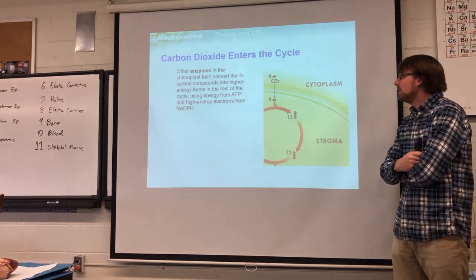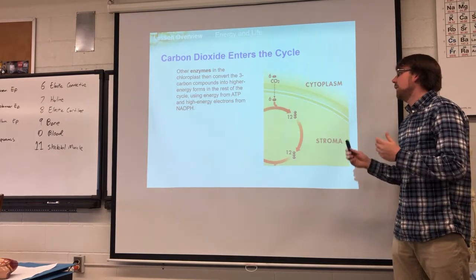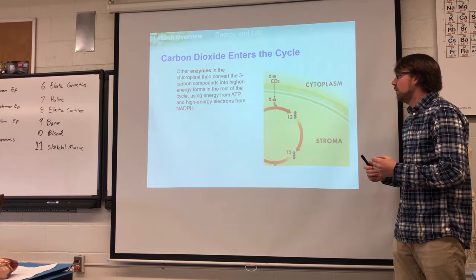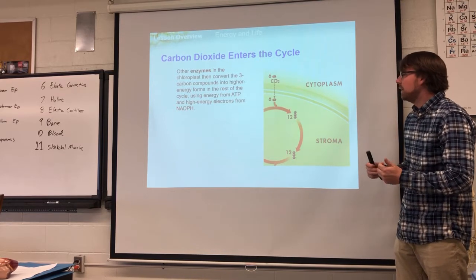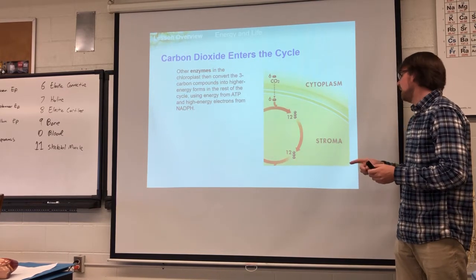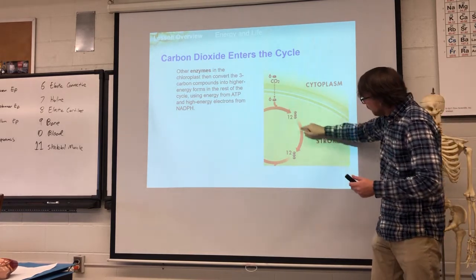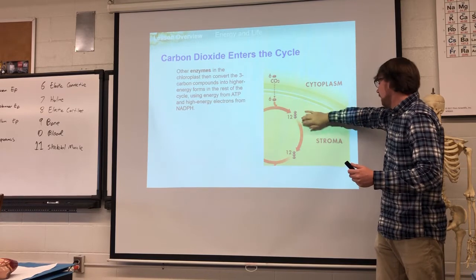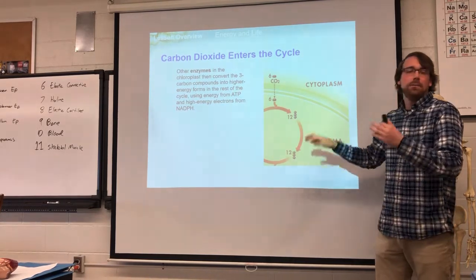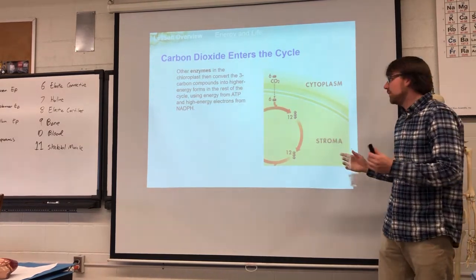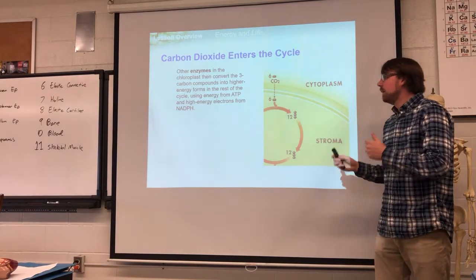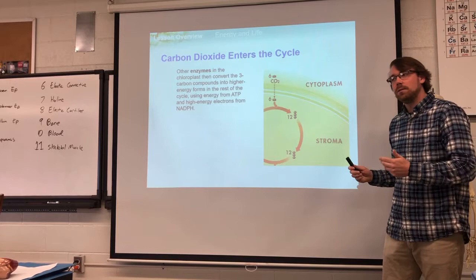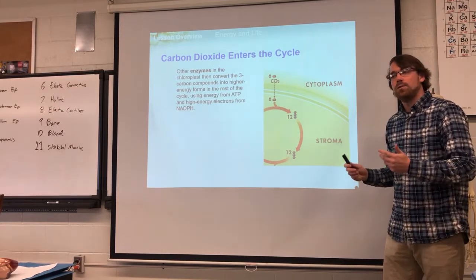Other enzymes in the chloroplast convert the 3 carbon compounds into higher energy forms in the rest of the cycle using energy from ATP and high energy electrons from NADPH. Here we're going to stay at 3 carbon compounds, but there are chemical processes that are using the ATP and the NADPH from the light-dependent reactions that were produced in the electron transport chain.